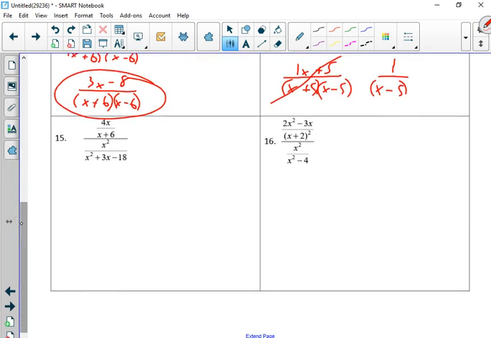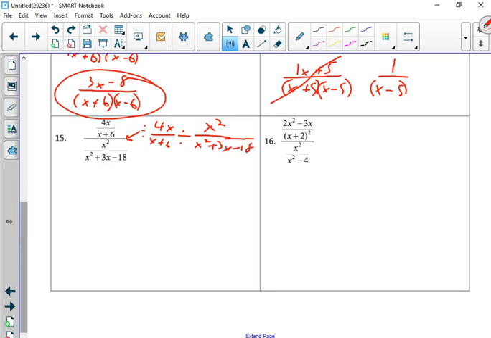And now the last two, which are not as scary as they look. Remember, this means divide. So there's two ways to do this. I can go ahead and go directly to what the problem is going to look like, or I can write it out long ways first. 4x over x plus 6 divided by x squared over x squared plus 3x minus 18.